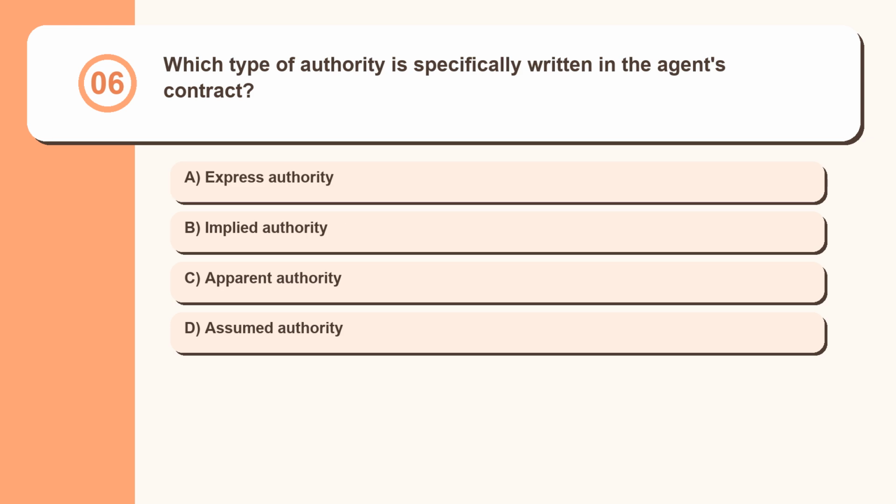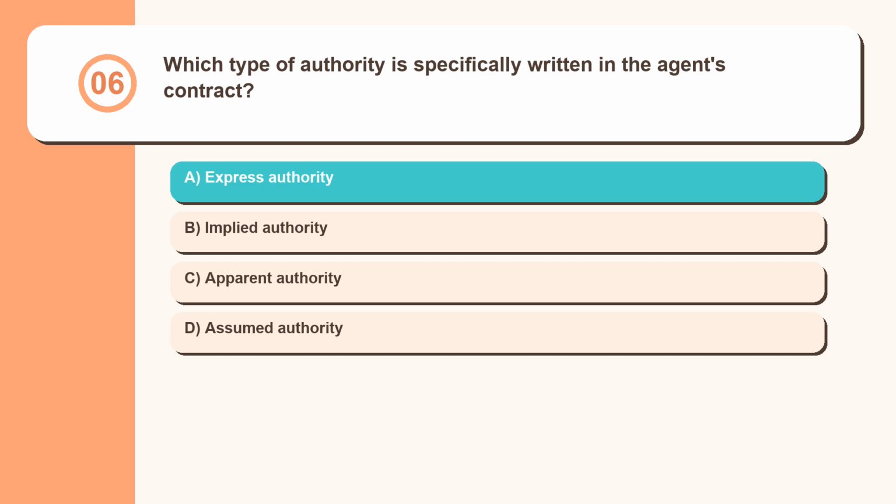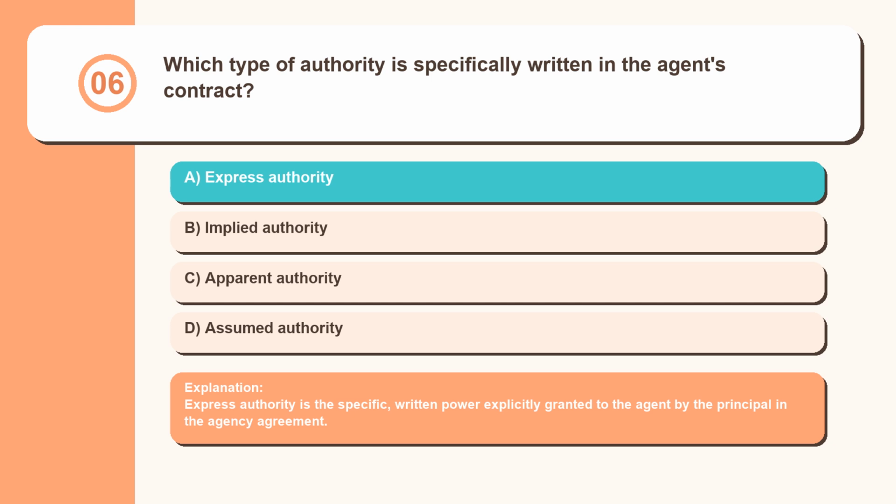Question 6. Which type of authority is specifically written in the agent's contract? Express authority, implied authority, apparent authority, assumed authority. Express authority is the specific, written power explicitly granted to the agent by the principal in the agency agreement.